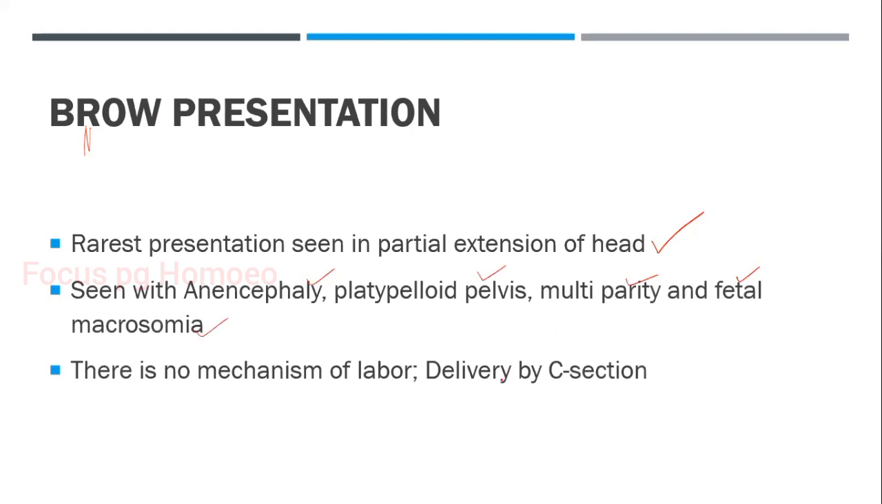And there is no mechanism of labor. When it comes to brow presentation, there is no assisted vaginal delivery. Directly it is taken for C-section. So it is not a point of question to see whether normal vaginal delivery can happen or not. So 2 conditions, one is brow and one is transverse. Transverse also has no chance of normal vaginal delivery. It is always taken directly for C-section.